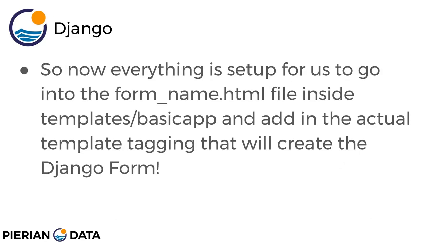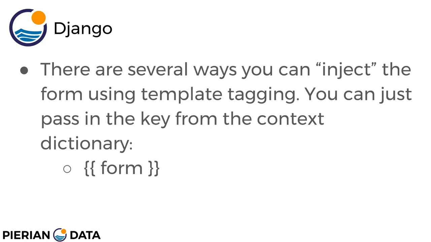And once you've done that, everything is set up for us to go into the form name.html file, or whatever HTML file is going to house the actual form itself, and that's usually placed inside your templates folder, and then the subdirectory of your application folder, and add in the actual template tagging that will create the Django form. So just like we injected with template tagging stuff from the model, we can quickly inject the actual form. So there are several ways you can inject the form using template tagging. You can just pass in the key from the context dictionary. So remember, the key from the context dictionary we had was just form. So you would just have these set of curly brackets and pass in form. You usually won't see it so plainly, but this is technically all you have to do.